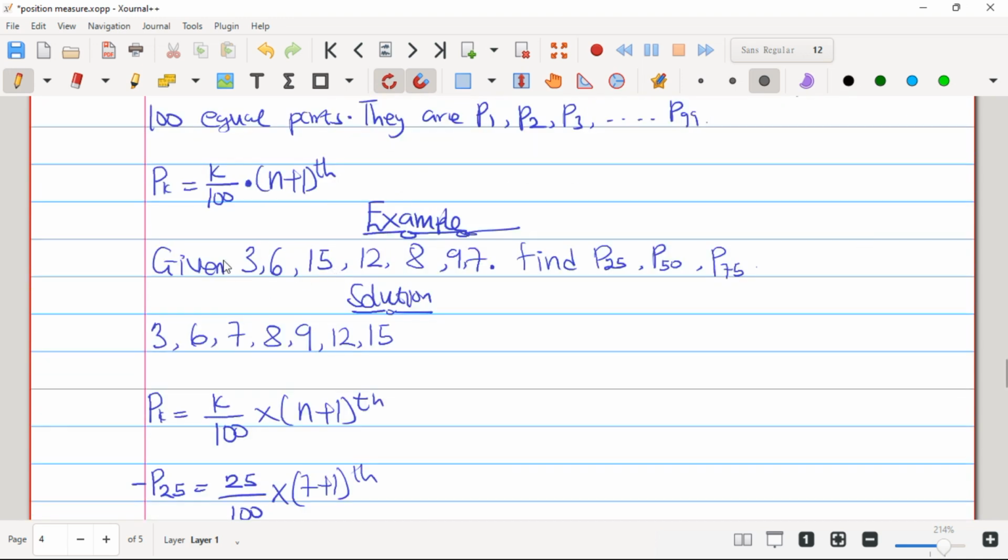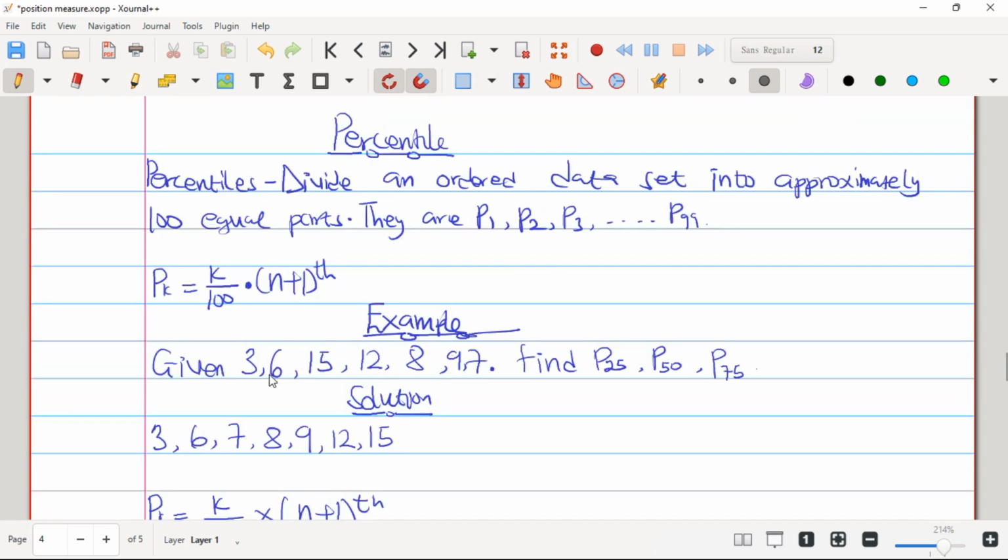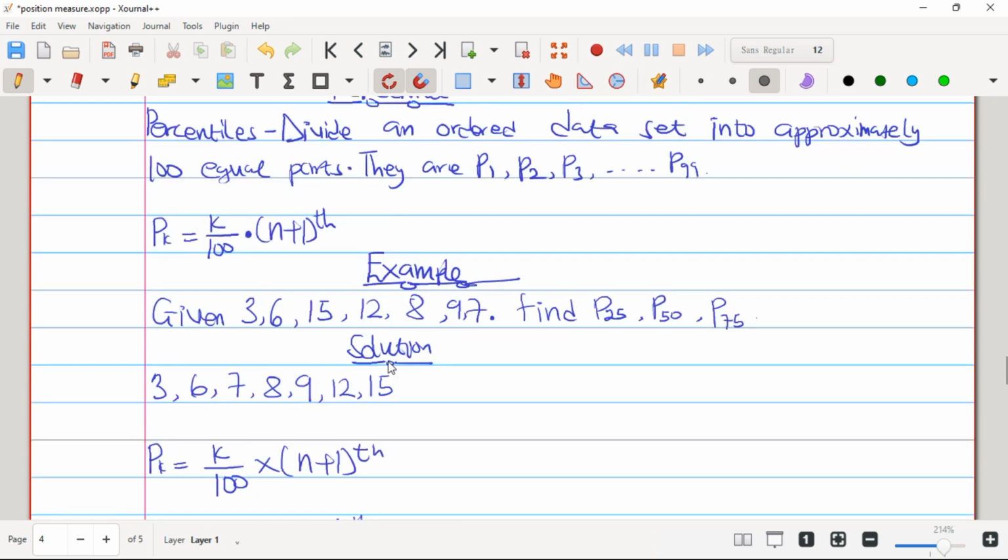So this is an example. I've been given this example. We are given 3, 6, 15, 12, 8, 9, and 7, right? We should find P subscript 25, P subscript 50, P subscript 75, right? And we know that the subscript here is K. So when we come here in the question, K is 25, K is 50, and K is 75. We are just going to arrange this here in order, right?